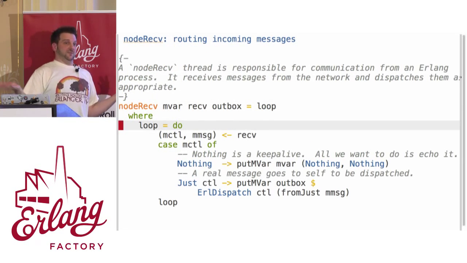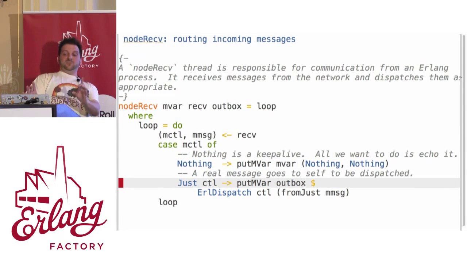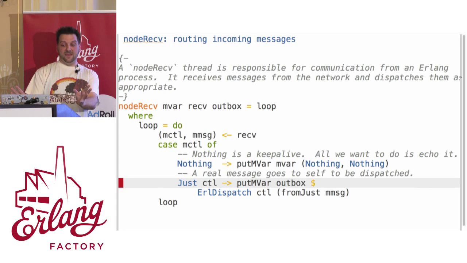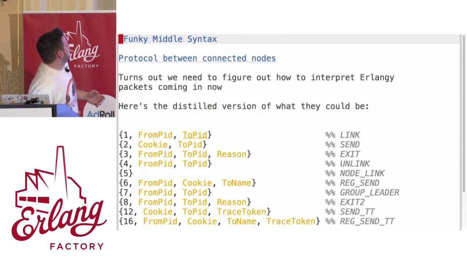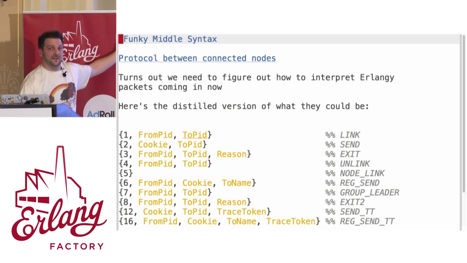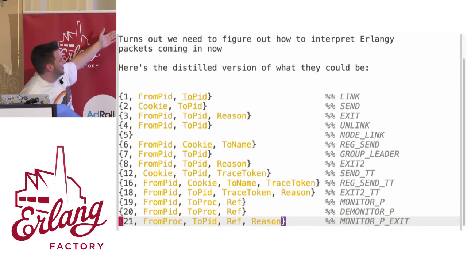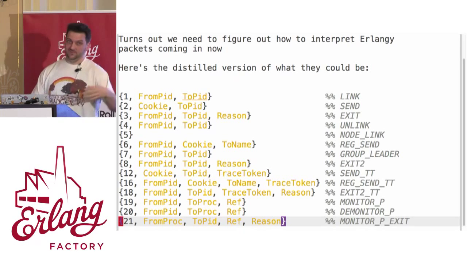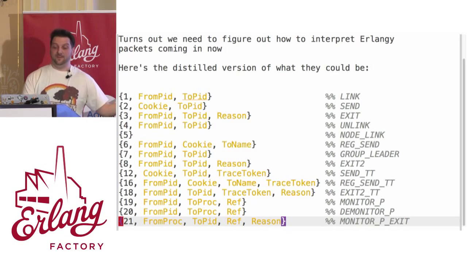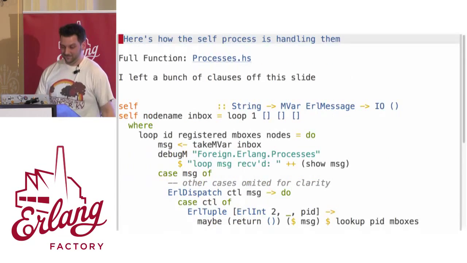So great, so node receive, what does this thing do? Well, it just sort of sits there and listens for stuff, and sometimes it's just a heartbeat and it does nothing, and other times it puts this Erl dispatch tuple thing on the outbox. What's this Erl dispatch tuple thing? Well, it's this. This is the distributed Erlang middle syntax here, and there's maybe 13 different things you can send. We're only interested really in number 2 and number 6, which are registered send and actual send. Send is just to a PID, registered send is to a named PID, and named PID like Rex. So maybe 6 is the one we really care about.